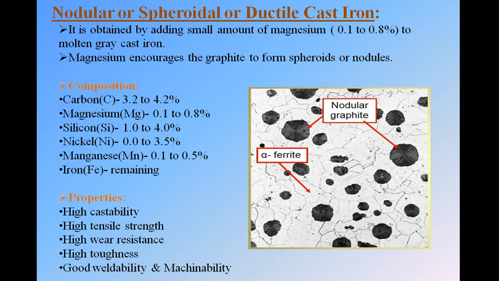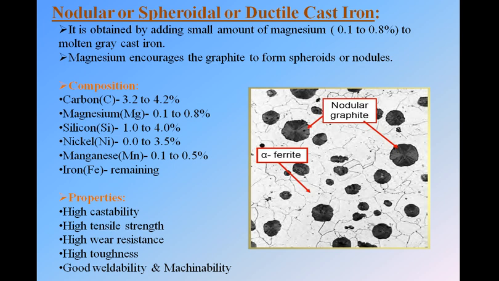Then good weldability and machinability. We can do a welding operation on this nodular cast iron, and it has good machinability because we have added the magnesium. It increases the ductility and malleability so that it is a softer one, so that we can do some machining operations on it, like drilling, boring, chamfering, all these things, because it is a softer one as compared to grey cast iron and white cast iron.